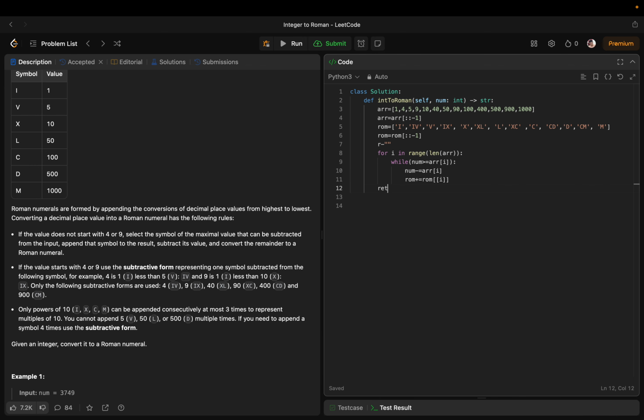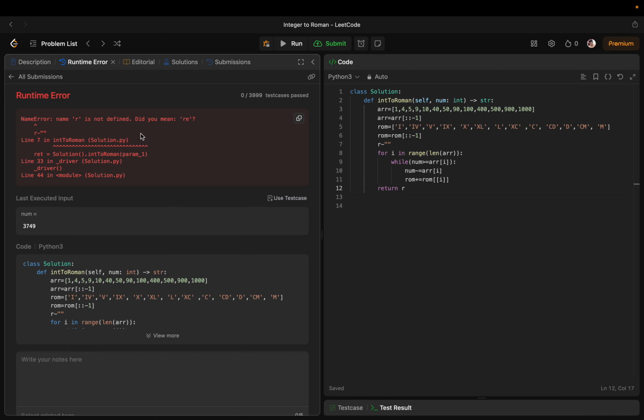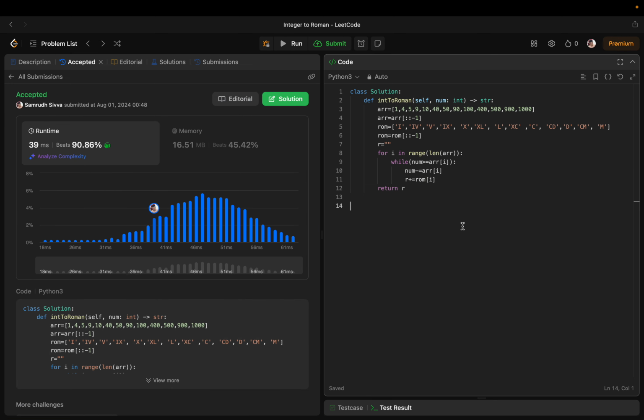Now we can just return the value r. Then r is not defined. Sorry, this is equal to. So I should not append for r. Yeah, so the solution got accepted after debugging. Yeah, this is how we will solve this problem.